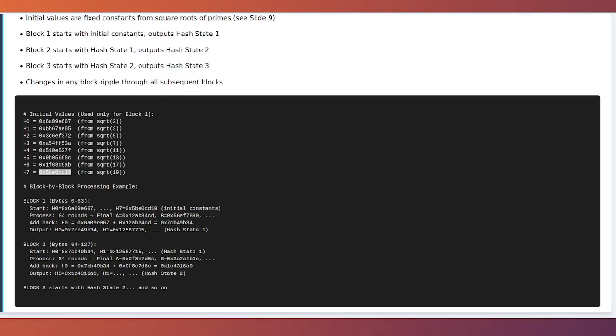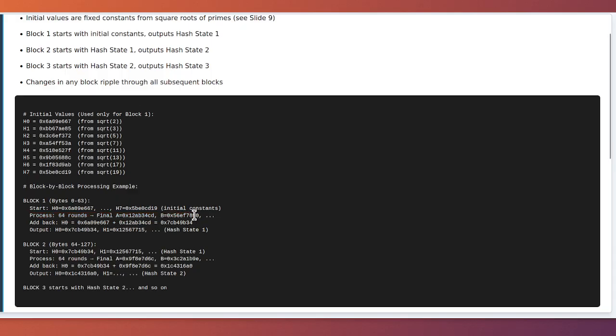Step 2 is processing block 1. We read the first 64 bytes from the file, bytes 0 through 63. Let's say these bytes contain some actual file data, maybe the beginning of a JPEG image or a text document. These 512 bits become our first message block. We parse these 512 bits into 16 32-bit words W0 through W15. Then we expand these 16 words into 64 words using the message schedule formulas with sigma 0 and sigma 1.